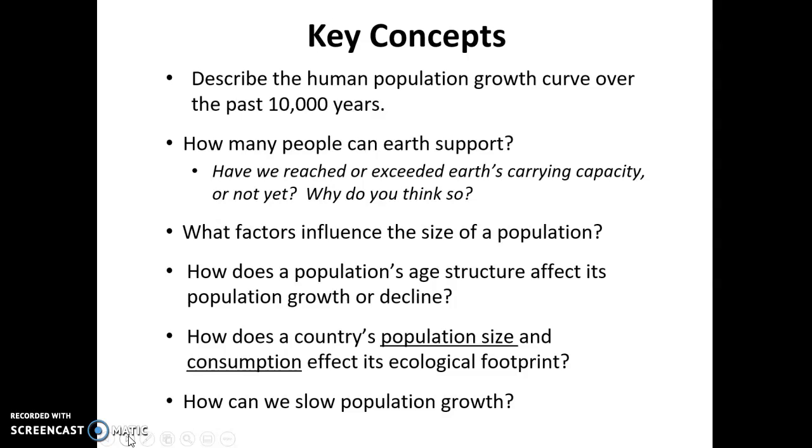And how does a country's population size combined with its consumption affect the overall ecological footprint? So you need to be able to describe ecological footprints from a developed country and a developing country, and then how the population size combined with consumption may increase or decrease its relative footprint, and how can we slow population growth. Okay, so that is it.